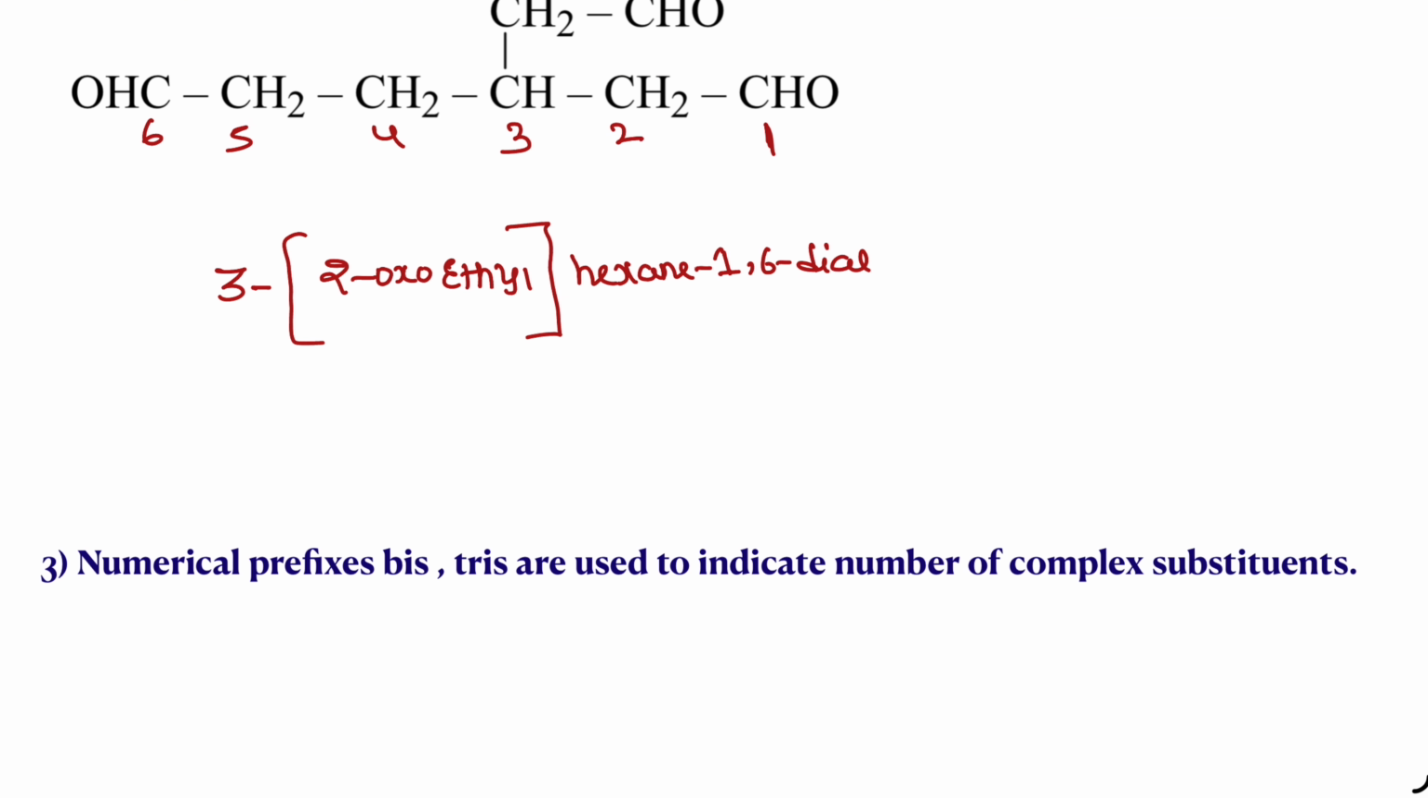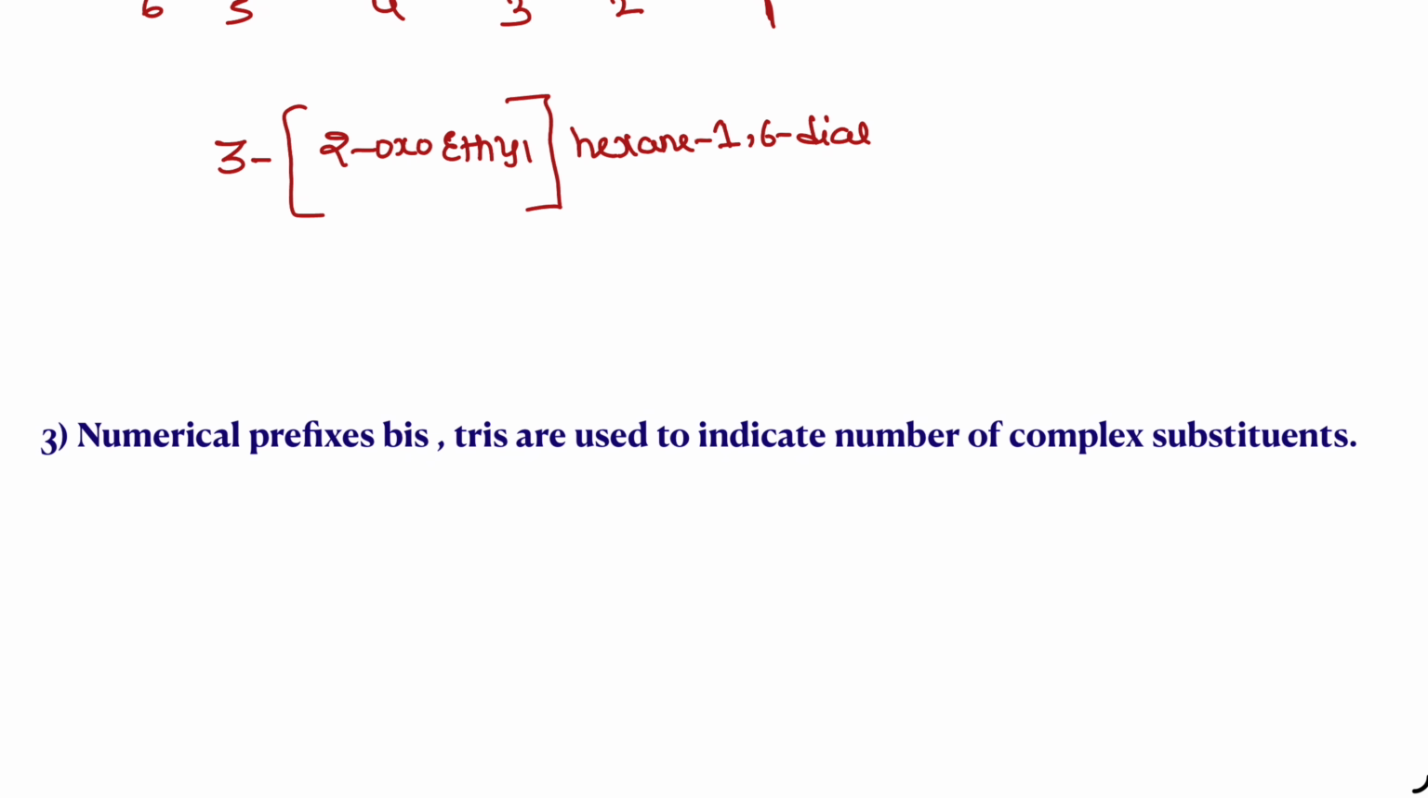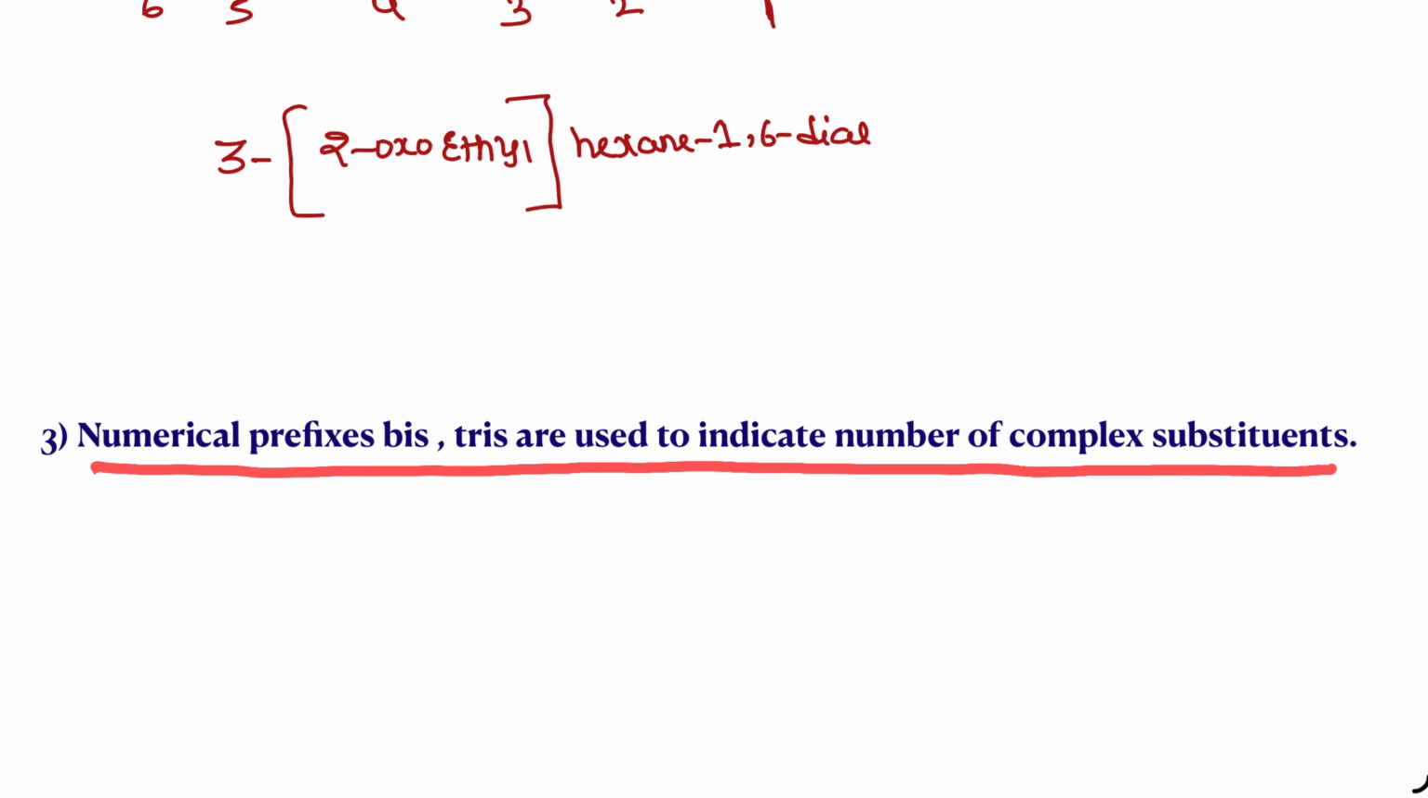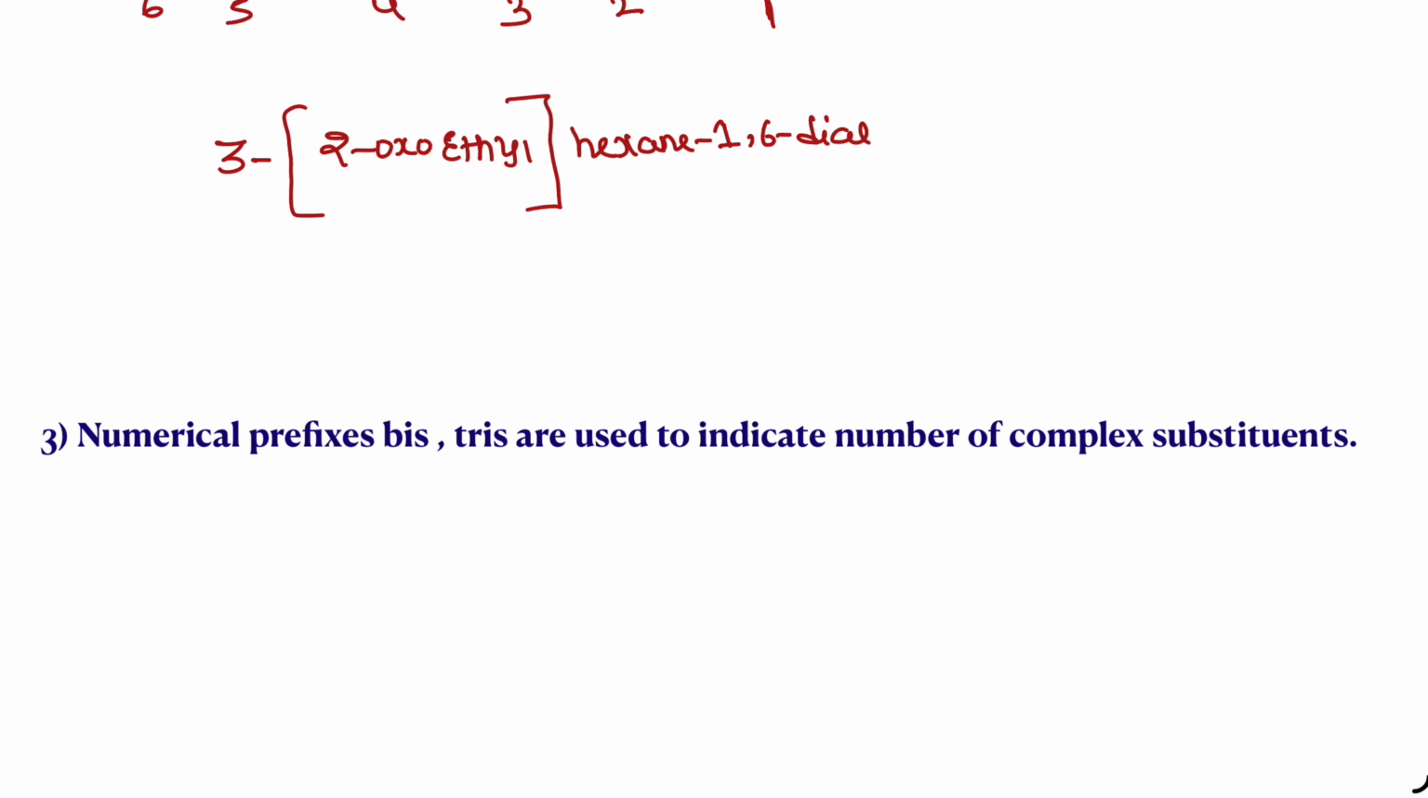And the last rule is numerical prefixes bis, tris are used to indicate the number of complex substituents. If complex substituents are repeated, instead of saying di, tri, you have to use bis for the repetition of 2, tris for the repetition of 3, tetrakis for the repetition of 4. So these are the special rules with examples. Thank you very much.